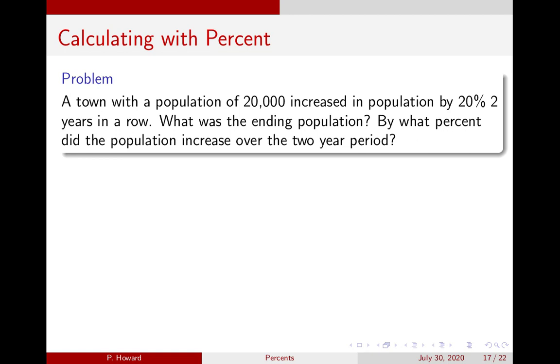Okay, sort of similar problem. A town with a population of 20,000 increased in population by 20% 2 years in a row. What was the ending population? And second question, by what percent did the population increase over the 2-year period?